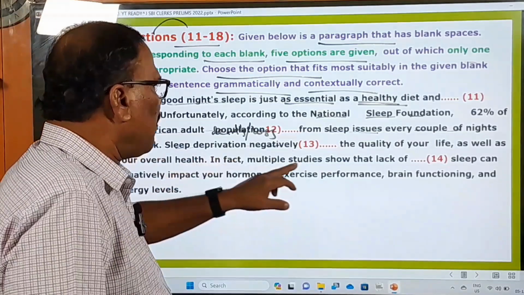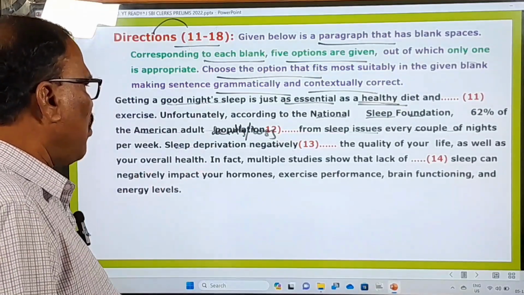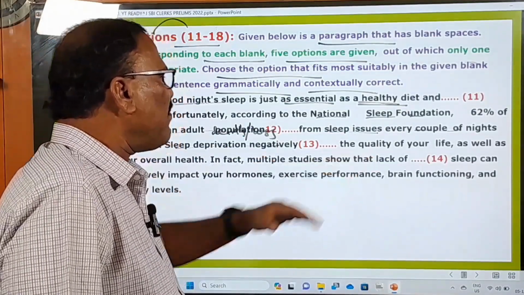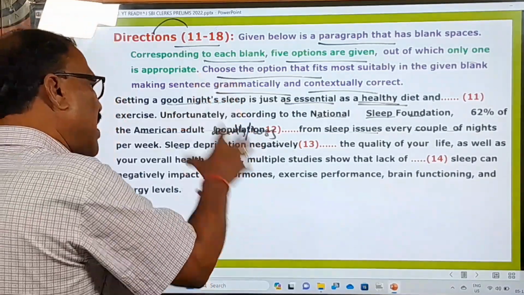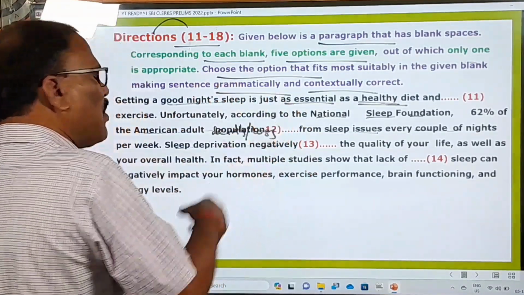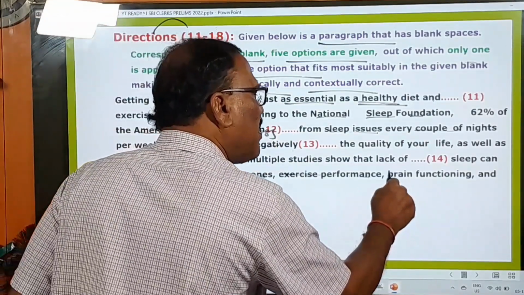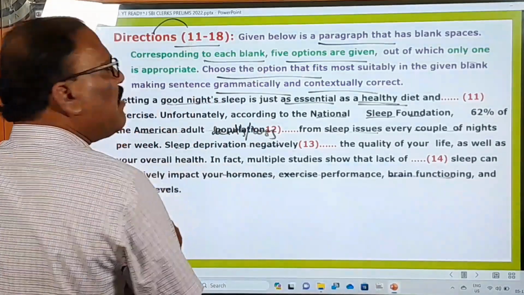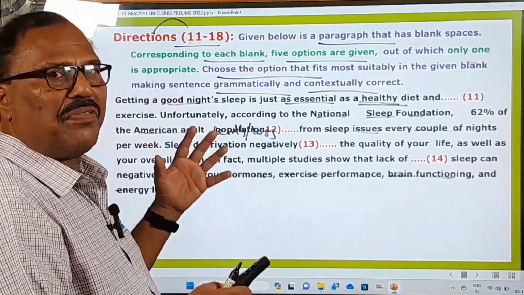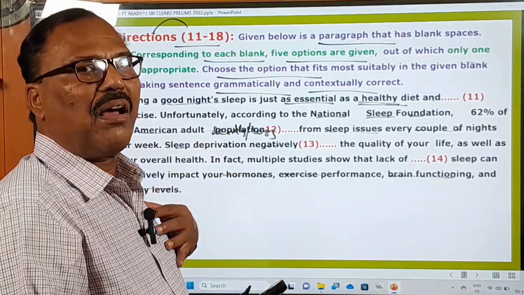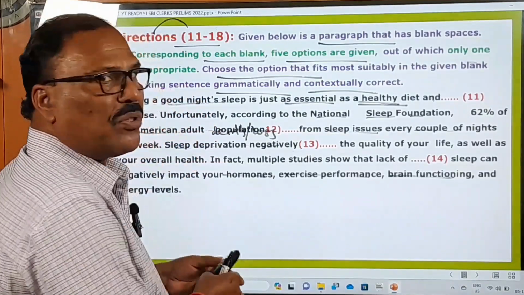In fact, multiple studies show that lack of dash sleep can negatively impact your hormones, exercise performance, brain functioning, and energy levels. So if you don't have proper sleep, you suffer from so many problems: hormone problems, exercise performance problems, brain functioning problems, and energy level problems. All such problems you are likely to face if you don't have adequate sleep. This is all about this half of the passage, and now let's go to the questions.